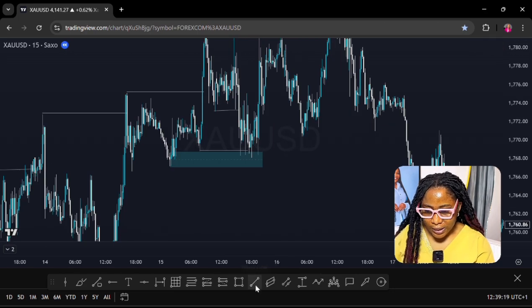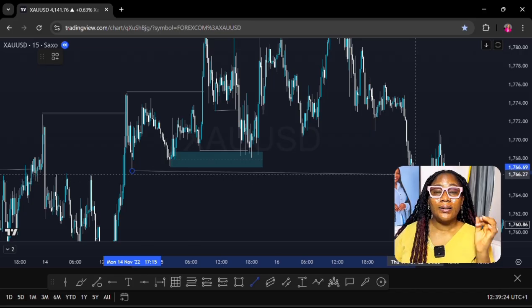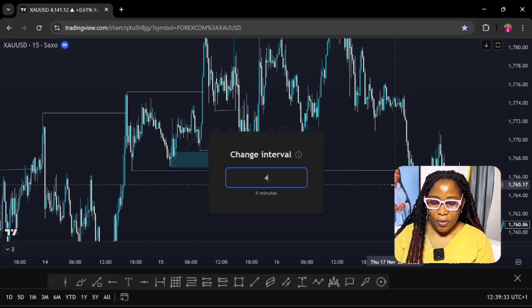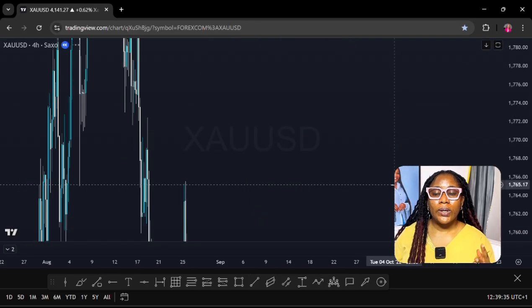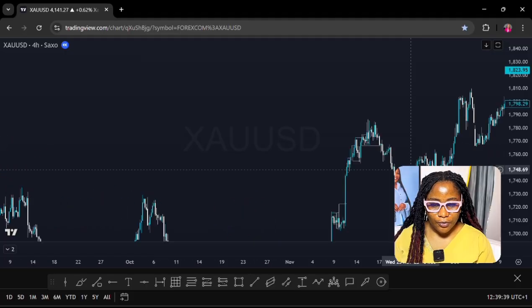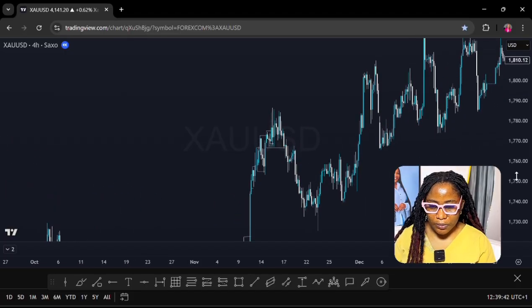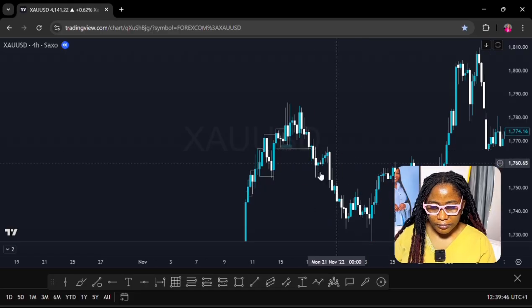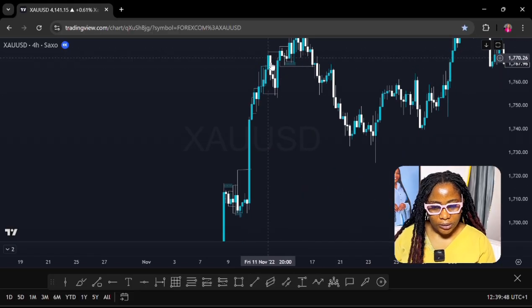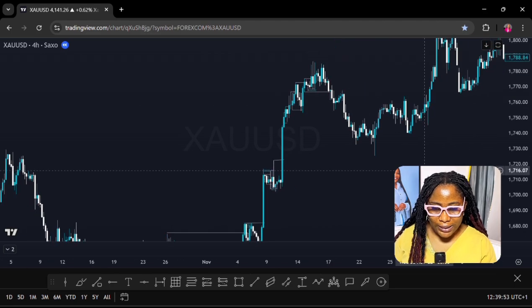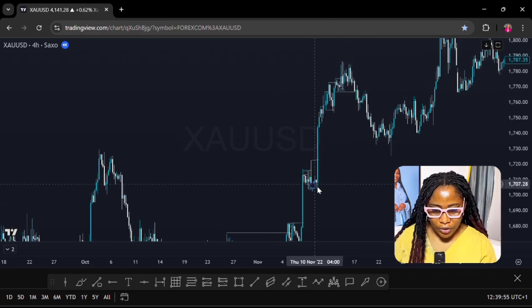And then price came down and took out this guy right here. Now we have our change of character. What do we do? We zoom out. Why are we zooming out? Because we need to see what the higher time frame is saying. What is the narrative going on there? What are we to expect? What are we doing? So we can see that this was our last break of structure.